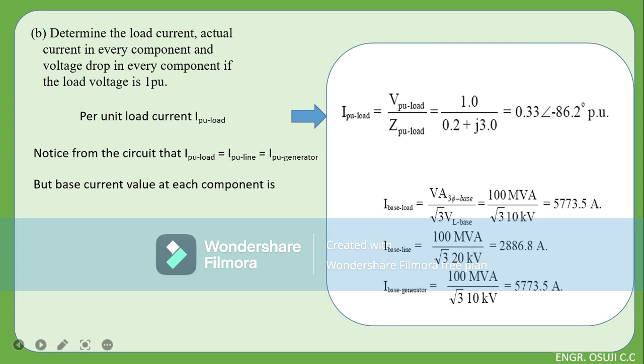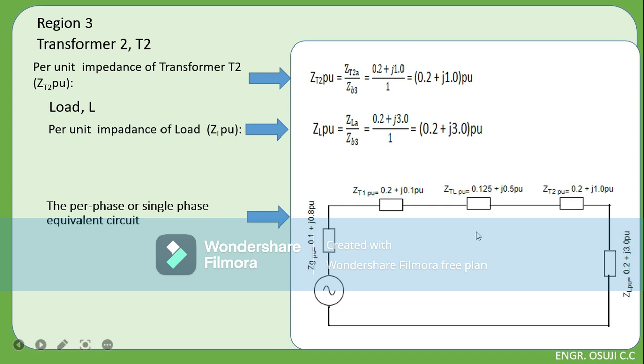Now let me take you back here. If we have that our I per unit, or current in per unit for the load, is this, let's look at this circuit. You can see from here that whatever current is coming into here, because all these things are connected in series, is equivalent to the current here, is equivalent to the per unit current here, is equivalent to the per unit current here.